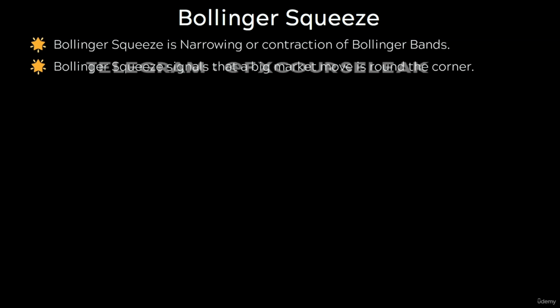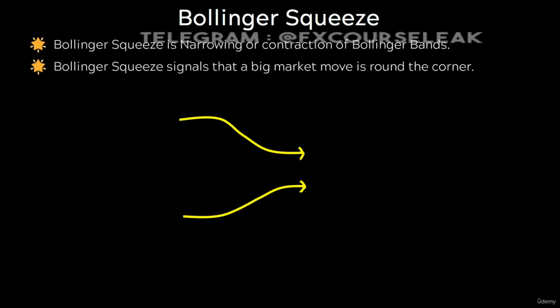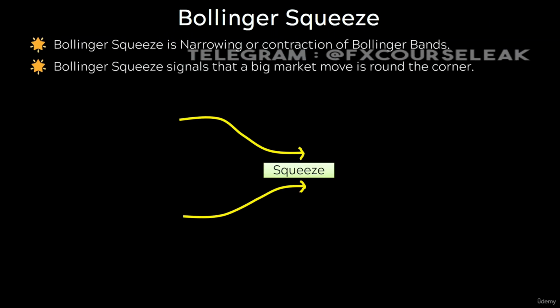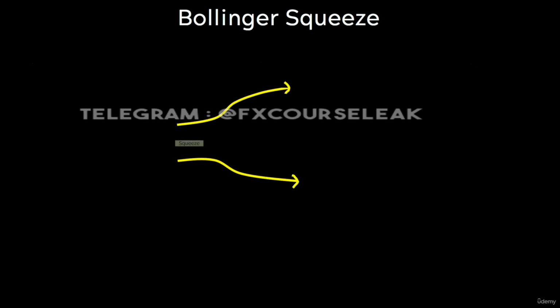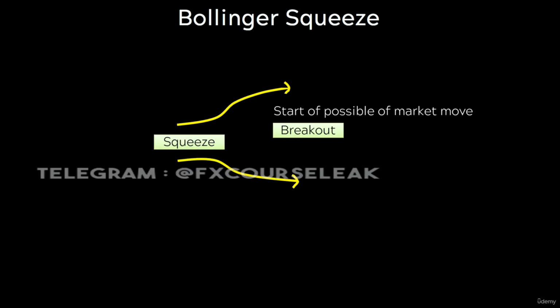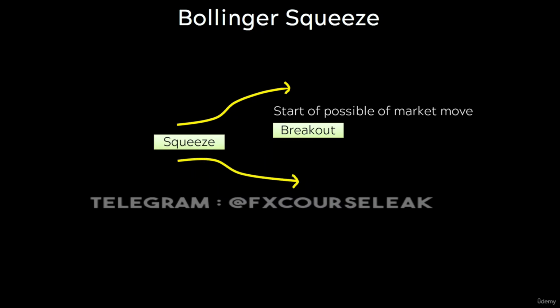Here's how the Bollinger squeeze looks. Friends, after the squeeze, when Bollinger bands are expanding, we call this a breakout, and it's usually interpreted as a signal that volatility has arrived and the big market move has started. Here's how a breakout in Bollinger bands looks.